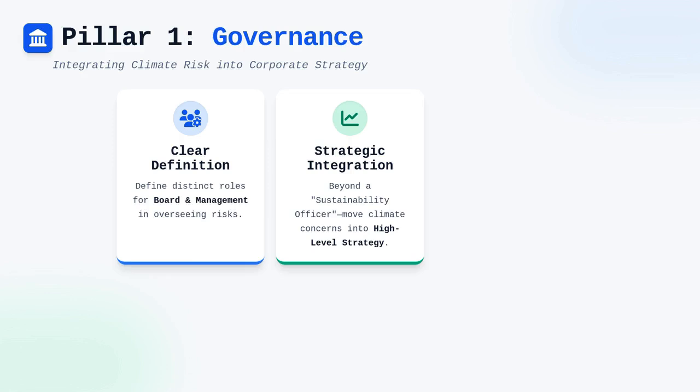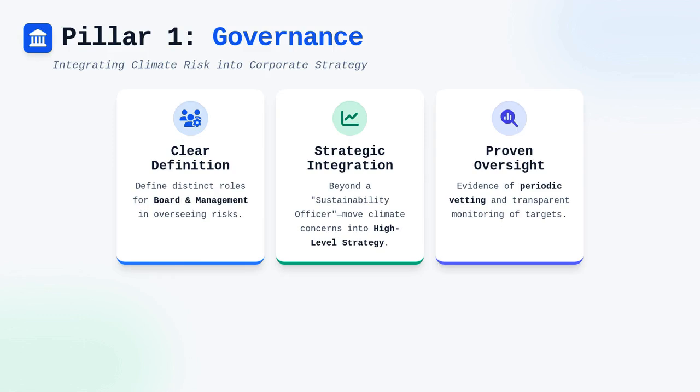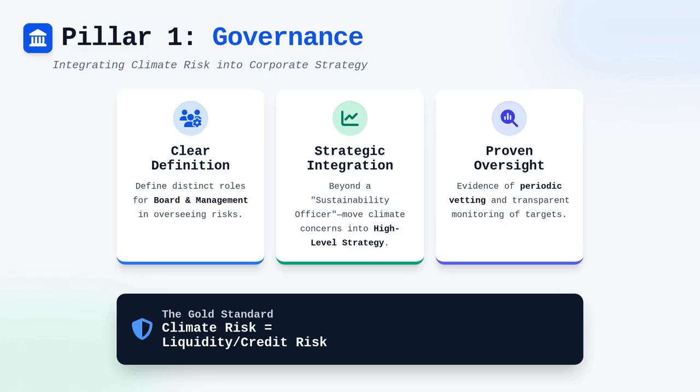You must be able to demonstrate that institutional structures are in place to vet and act upon climate findings periodically. This pillar asks for transparency regarding the frequency and depth of board discussions concerning climate-related matters. When we look at corporate disclosures, we look for explicit mentions of how the board monitors progress against targets. A well-governed firm treats climate risk with the same rigor as it treats liquidity or credit risk.